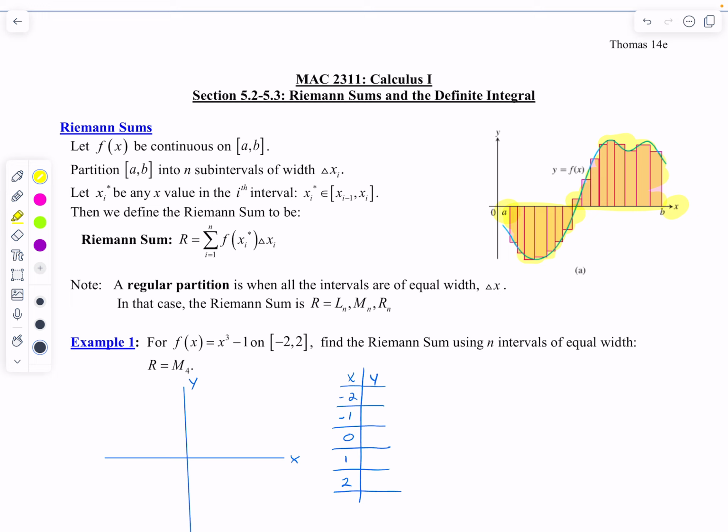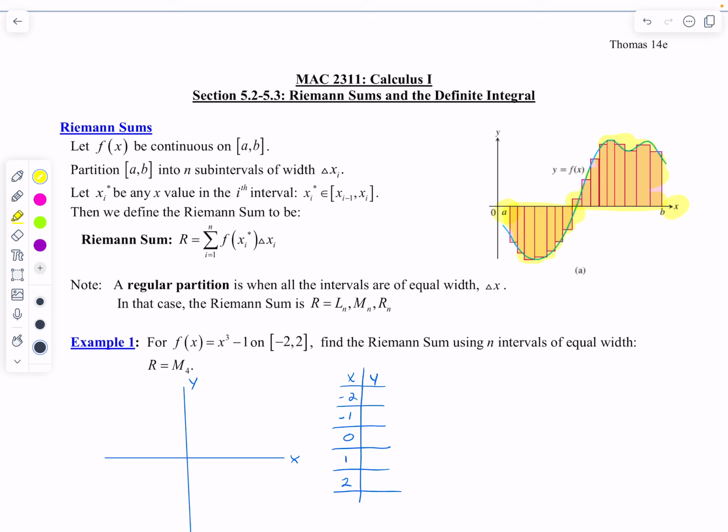Riemann sums. Let x sub i be any x value in the ith interval, so x sub i is an element between x sub i minus 1 and x sub i. So that's telling you that, hey, you might have to take the left endpoint, the right endpoint, or the midpoint. Remember, x sub i minus 1 is the left endpoint, x sub i is the right endpoint, and x mid, or m i, is going to be the middle point.